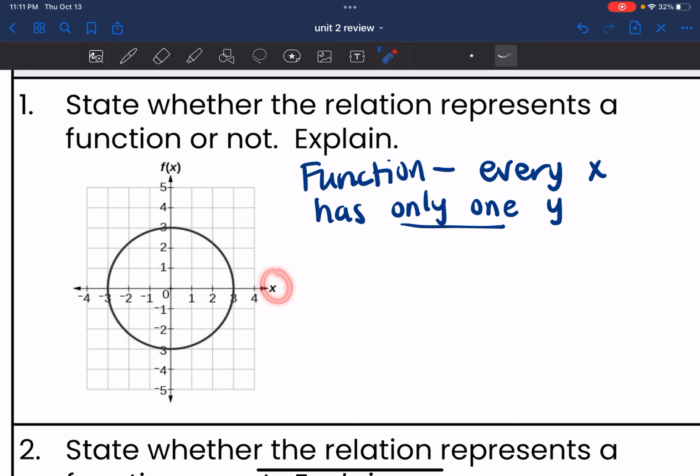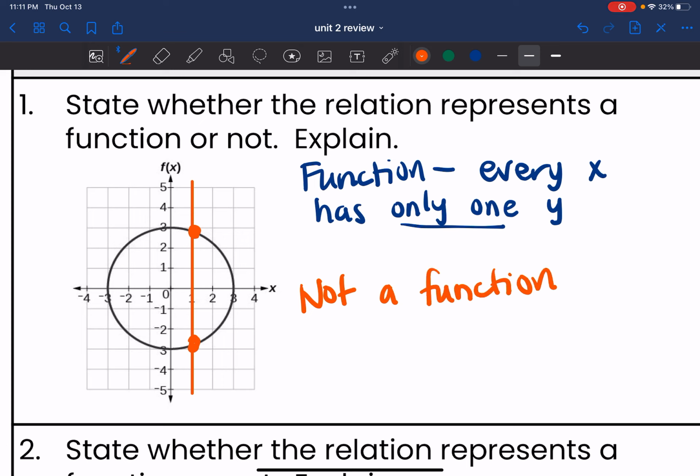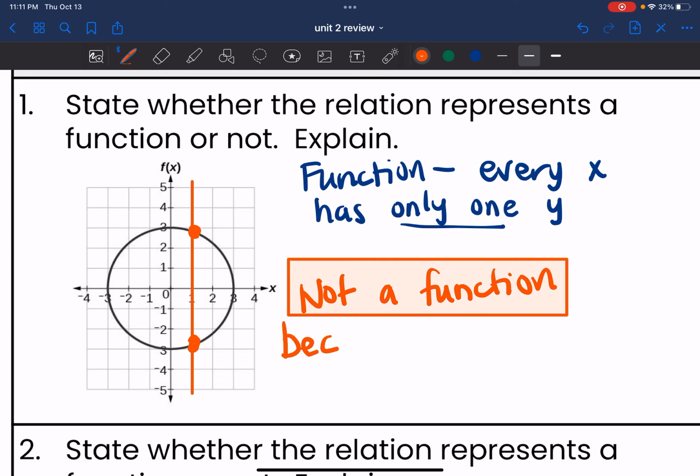So since this is our x-axis, this vertical line represents all the places where x equals 1. And as you can see, it touches on that circle twice. So that means that there's two different y values for that x value. So this is not a function. I'm going to say because x equals 1 has two different y values.